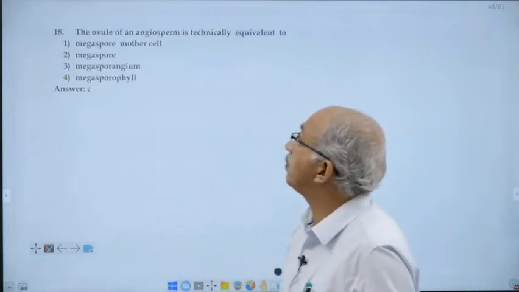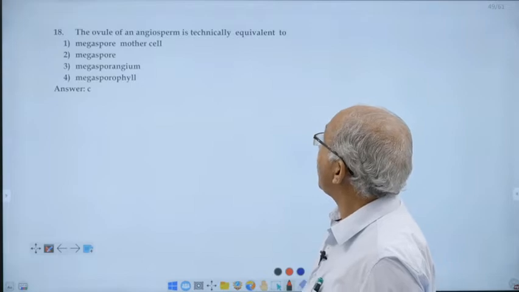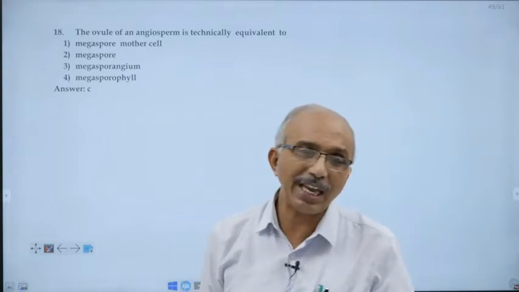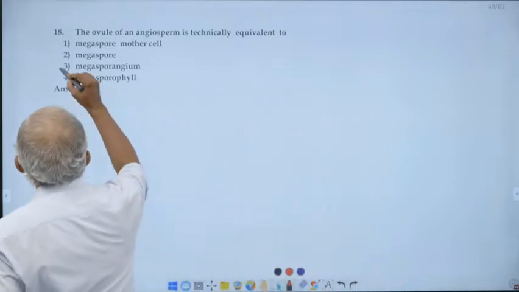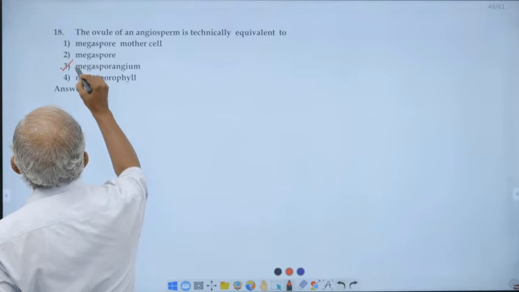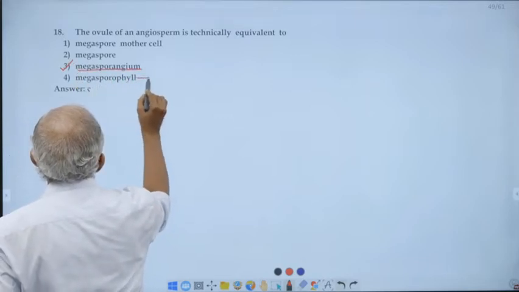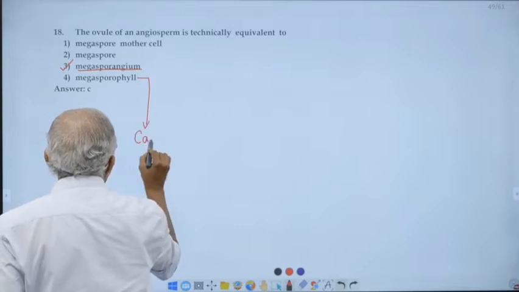Question 18. Ovule of angiosperm is technically equal to what? Ovule of angiosperm is megasporangium. What is megasporophyll? Megasporophyll is carpel.